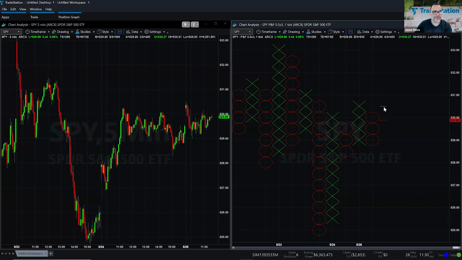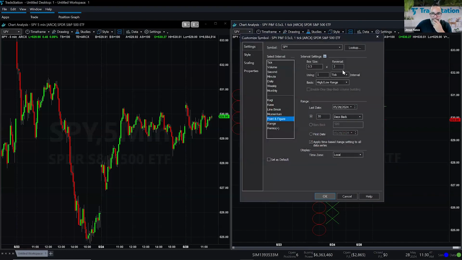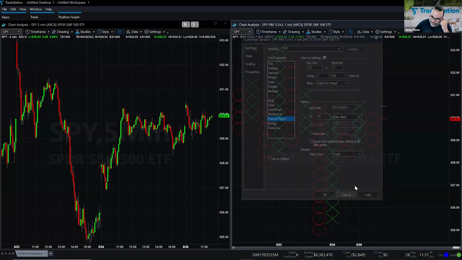Now, where is the reversal amount specified in a point and figure? If you go to data and edit symbol, it's going to be right here. That's the reversal amount. And it's a factor. Whatever number you put in there is going to be multiplied by the box size. So what we wanted for Spider is a reversal amount of $1.50. If we multiply the $3 times the 0.5, we get $1.50. Let me go ahead and cancel out of this.